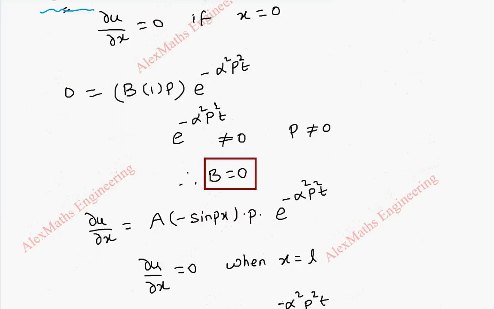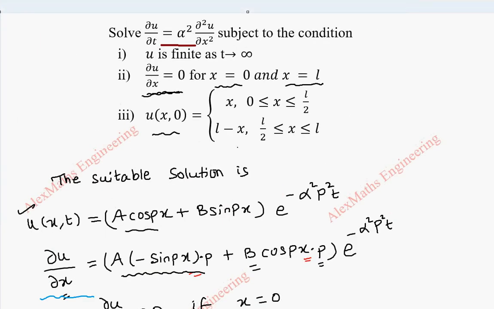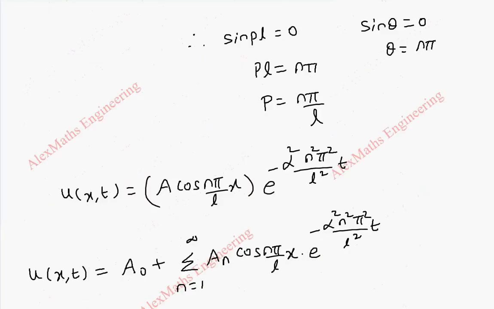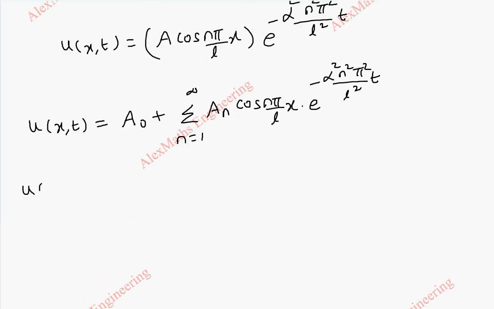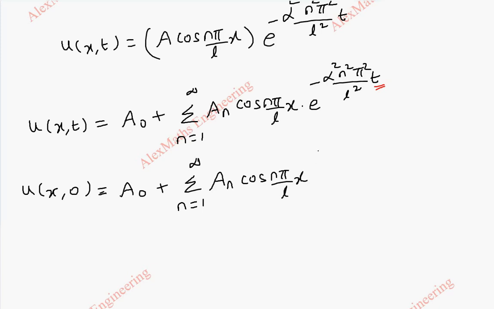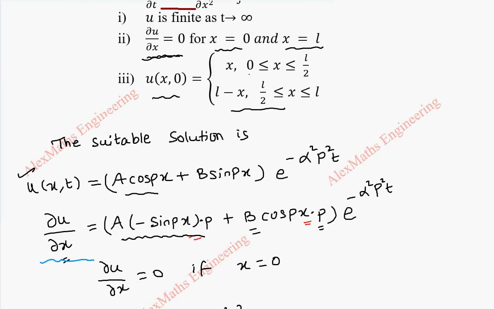And we have another condition, u(x,0) is this function. So we are going to take u(x,0). Wherever t is there, we have to substitute 0. So t is present in only one place. So the rest of the terms are a₀ plus the summation n from 1 to infinity of aₙ cos(nπx/L), and e^0 is 1. So we have only this much left, and u(x,0) is x and L − x for 0 to L/2 and L/2 to L.